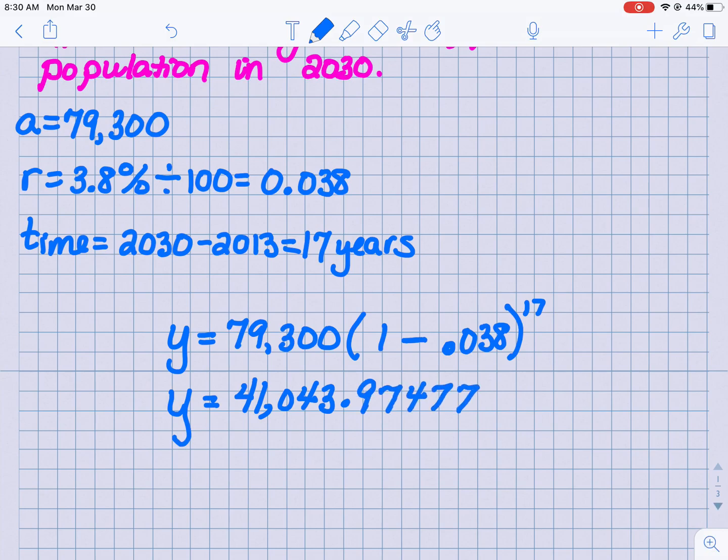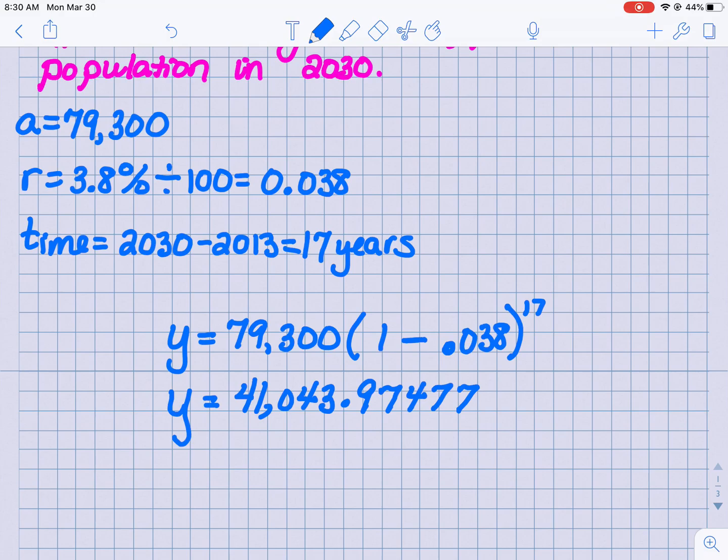41,043.97477. If you didn't get that answer, the first thing I would go back and look to see, are you on the home screen? You should not be in your y equals function. We're not looking for a graph, we're looking for an answer. So if we're just looking for an answer, we don't go to y equals. You should have typed in 79300, parenthesis, 1 minus 0.038, close parenthesis, caret key, 17, and hit enter.